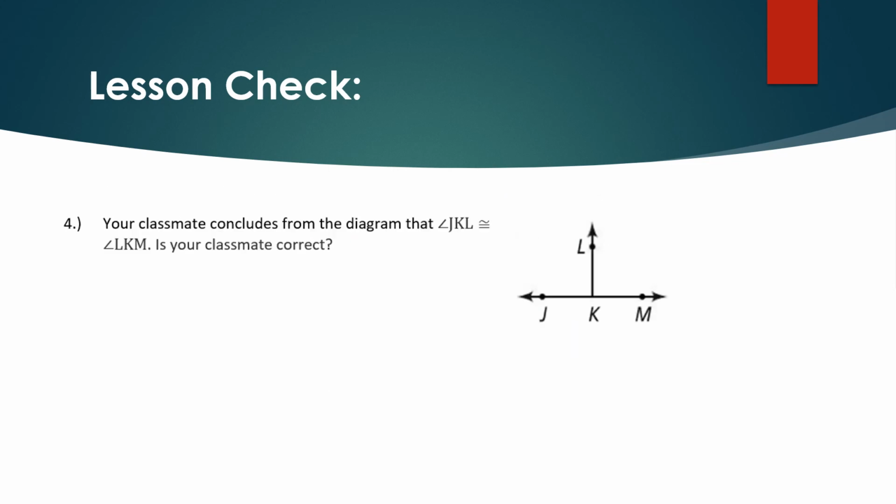All right, lesson check again. So we got one more problem here. It says that your classmate concludes from the diagram that angle JKL is congruent to angle JKM. Is your classmate correct? This is a tricky one, and this is also a common mistake that people make. They definitely look like they're equal. This actually looks like two 90-degree angles. But do I know that? And the answer is no, I don't.